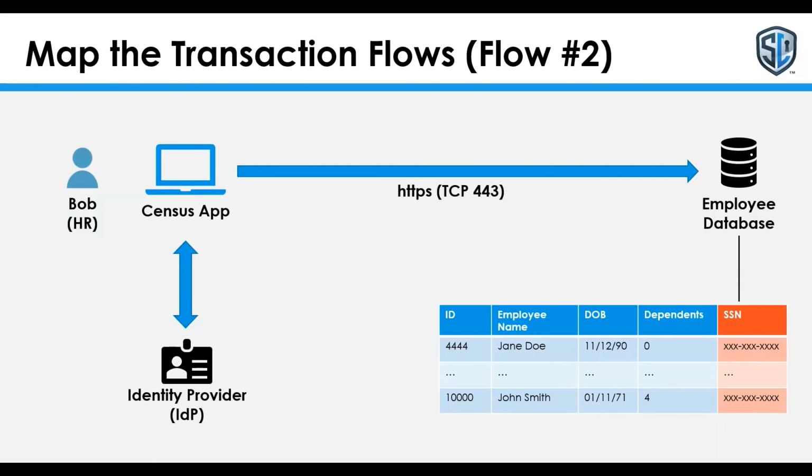In this case, the census app is going over 443. It's doing an encrypted HTTPS session. That's how this app works. So this is flow number 2. The database is the same in this case, but the view of the data is different, as well as the principal and the application accessing the database.